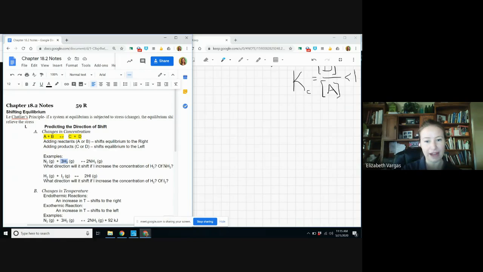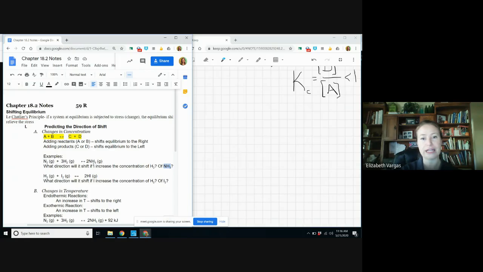Okay, what about if I add NH3? If I add to the product side, so I have my balance point, and then I add a whole bunch of product, it's going to shift to the reactants. It's going to shift left. So adding hydrogen makes it shift right, and adding ammonia, NH3, makes it shift to the left to get rid of that added ammonia.